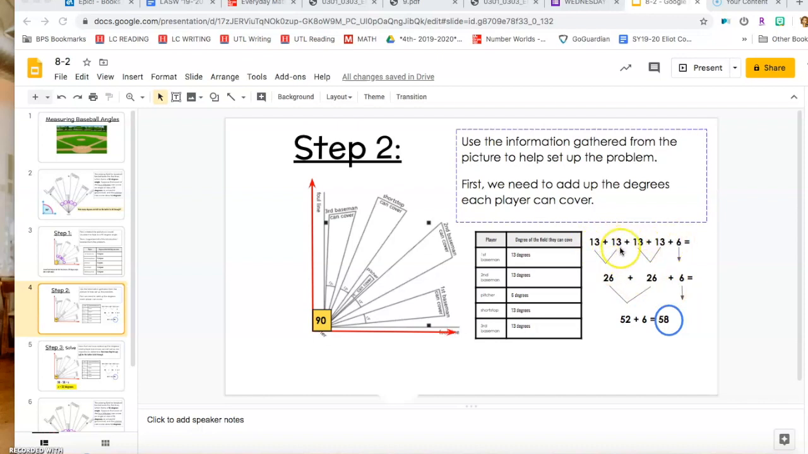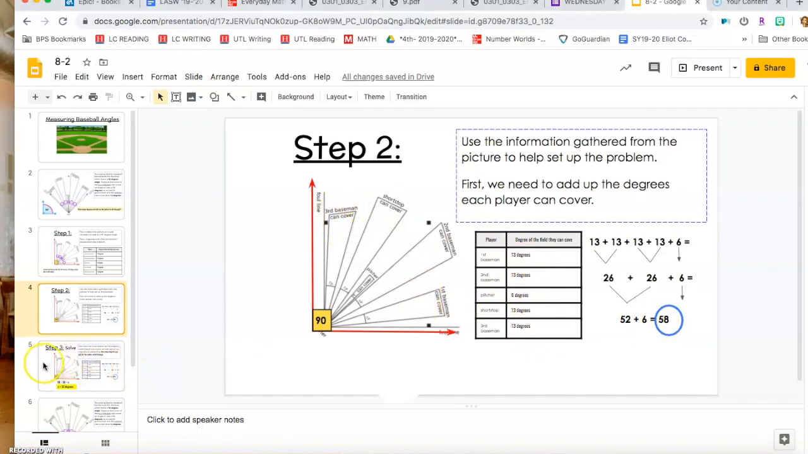Then I did 13 plus 13, which gave me 26. 13 plus 13 gives you 26 again. Add these two numbers together to get 52. Then I brought down the 6. 52 plus 6 equals 58. All right, now we have all the degrees that these players can cover.